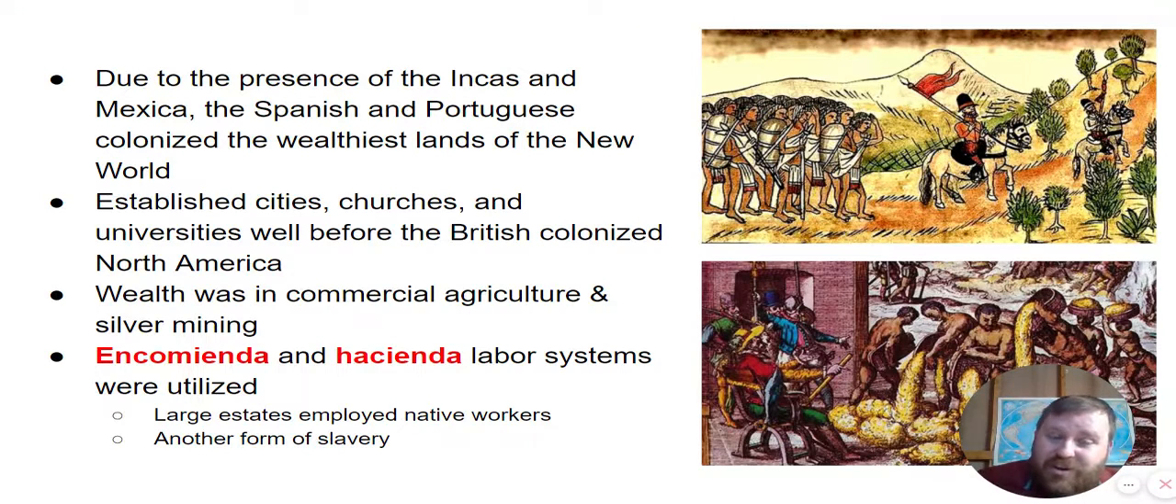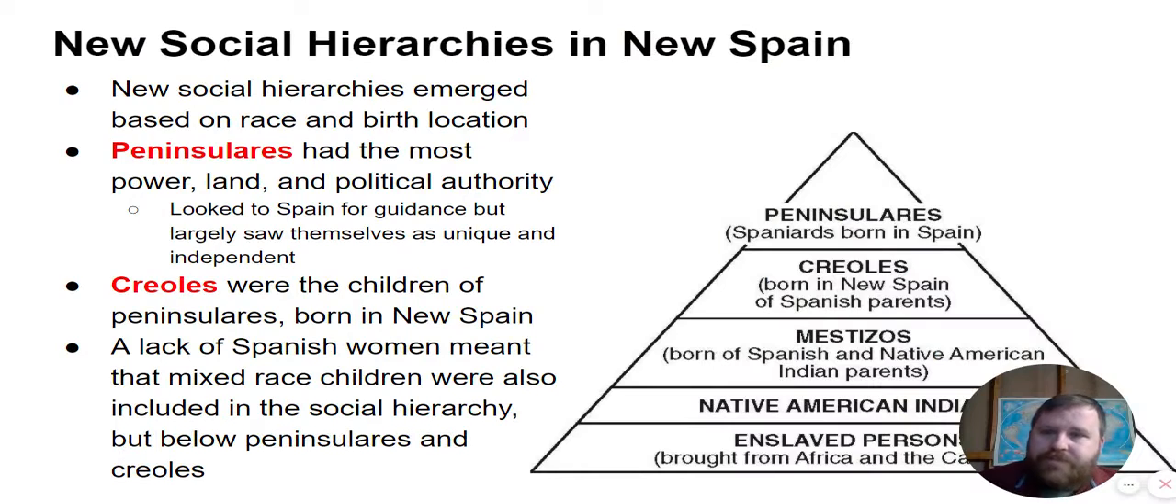If I find out that you need to know the difference between those, I will share that with you. But as far as I know, just know that both of those are essentially another form of slavery using native workers on plantations or large estates in the Americas.